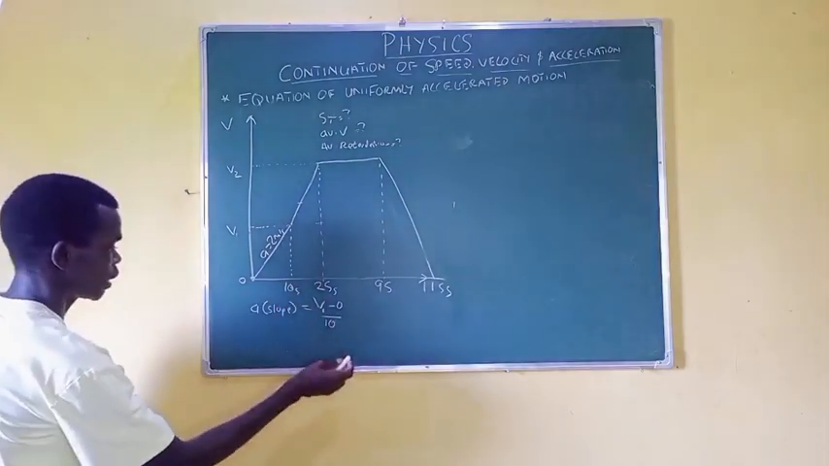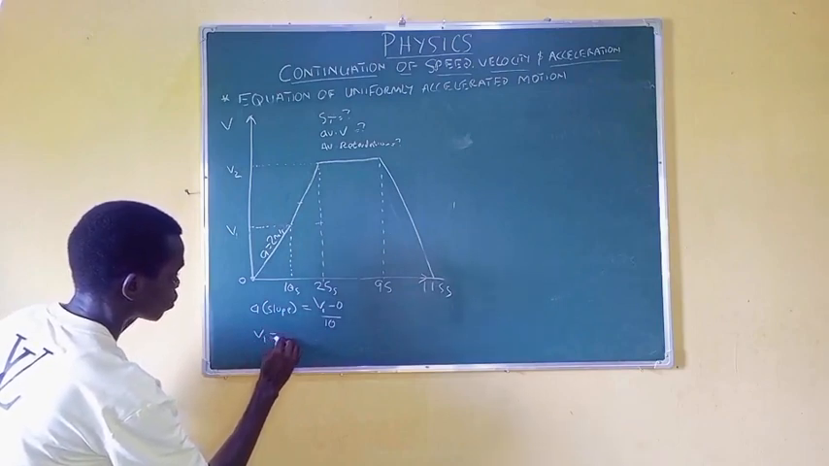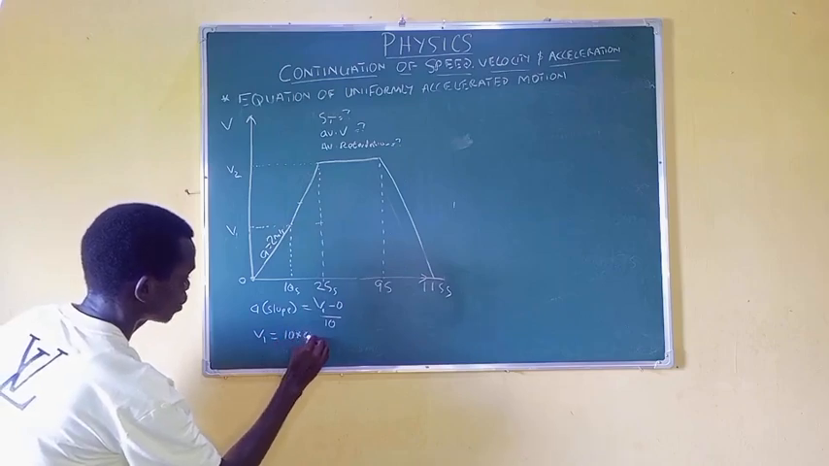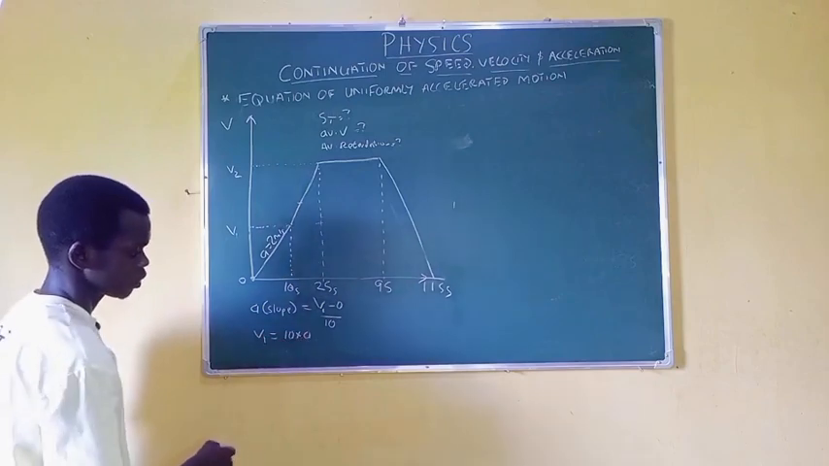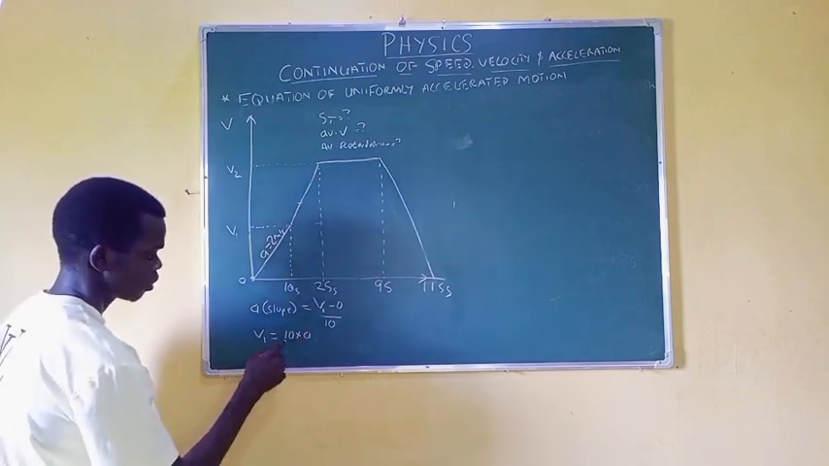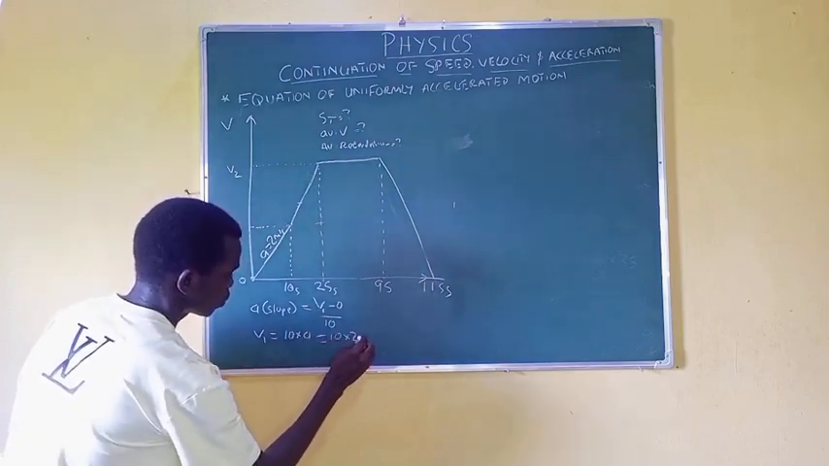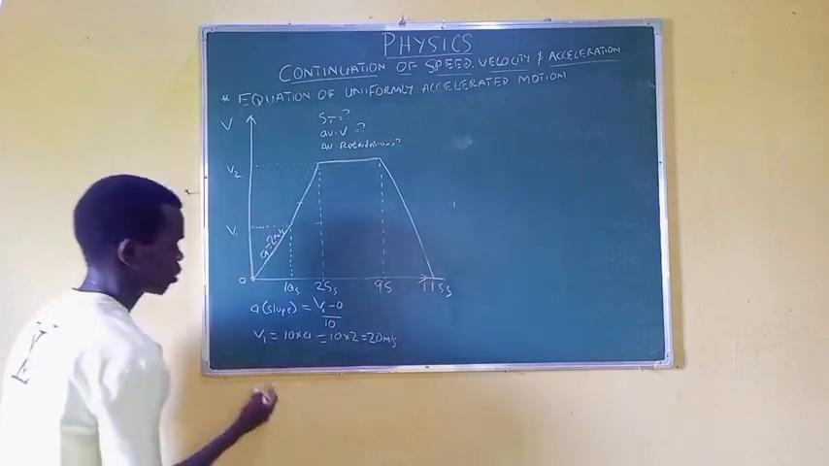When you cross multiply, you now have v1 is equal to 10 times a. And acceleration is given as 2. Therefore, it becomes 10 times 2, which is equal to 20 meters per second.